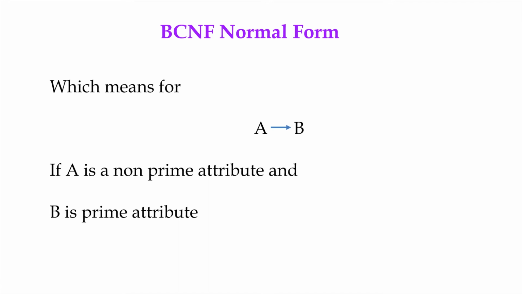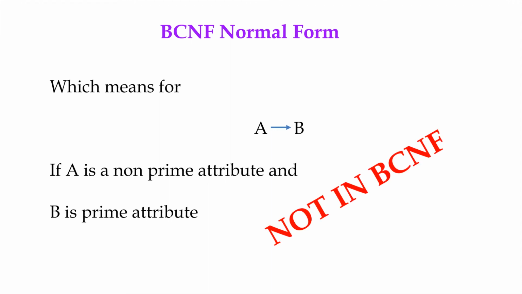Till now we have seen that a non-prime attribute is derived only from a prime attribute or another non-prime attribute. But if a prime attribute is derived from a non-prime attribute, then that is not a good design. So that is said to be not in BCNF, Boyce Codd normal form.